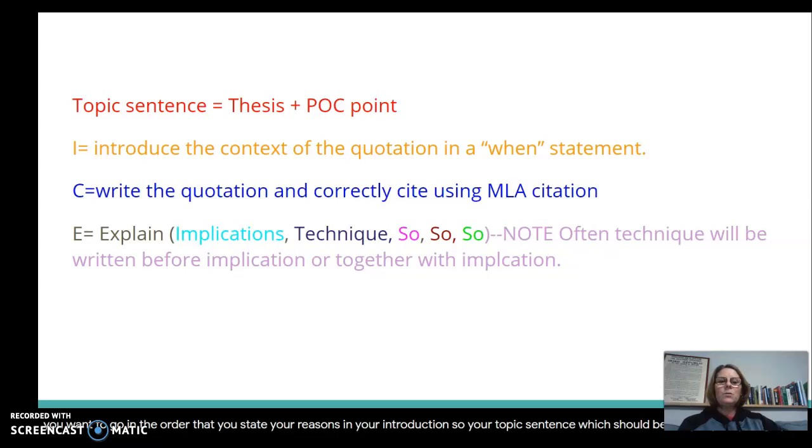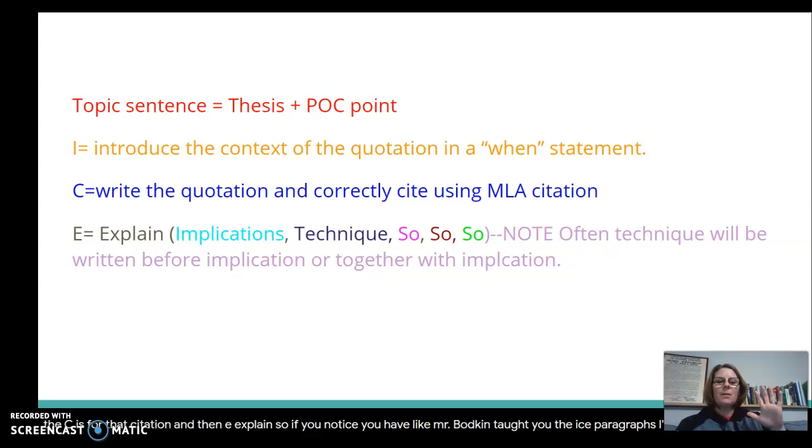Then you want to introduce the context of whatever evidence you might have to prove your point. That would be your quotation. Then you would write the quotation and use correctly cited MLA citation. So the C is for that citation. And then E, explain. So if you notice, Mr. Bakken taught you the ICE paragraphs. I'm just adding a T for topic sentence, okay?